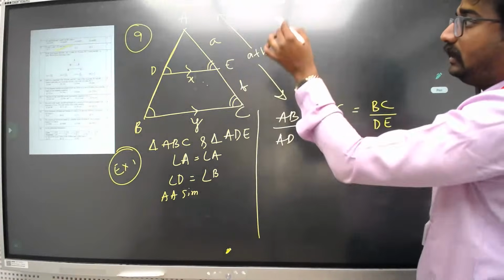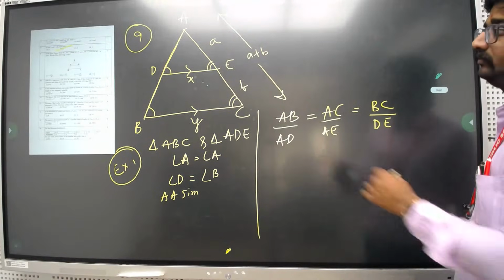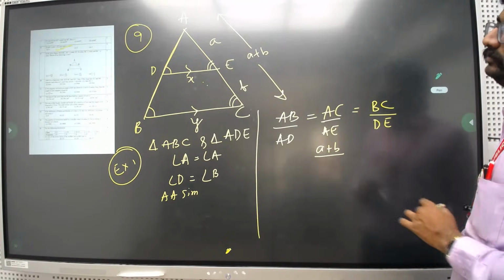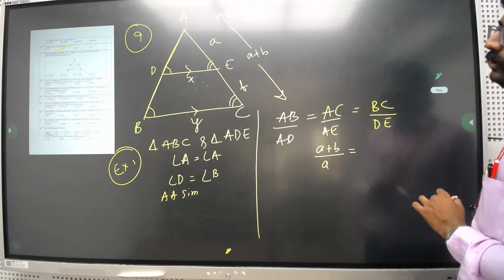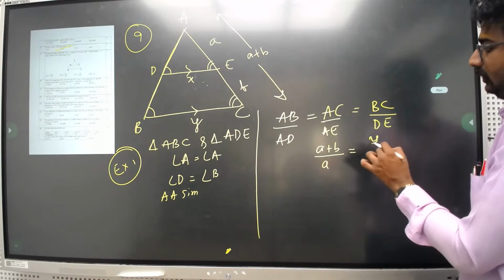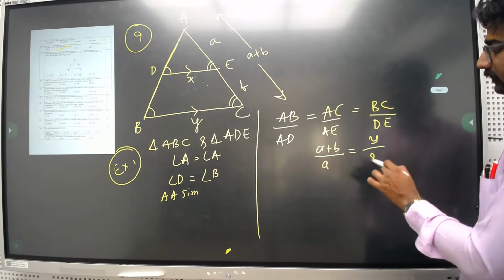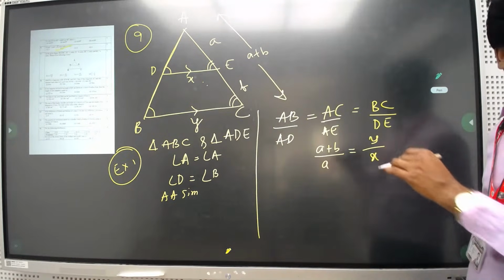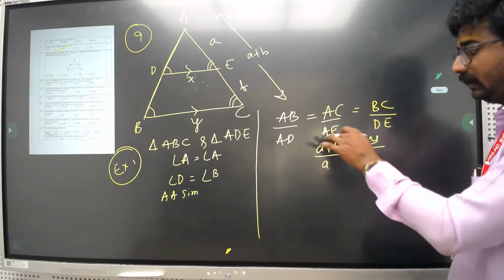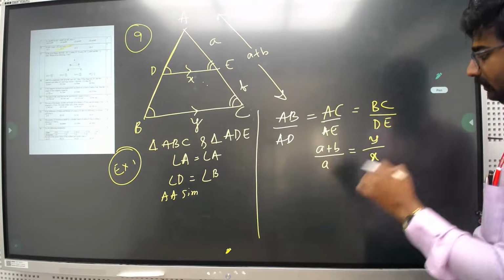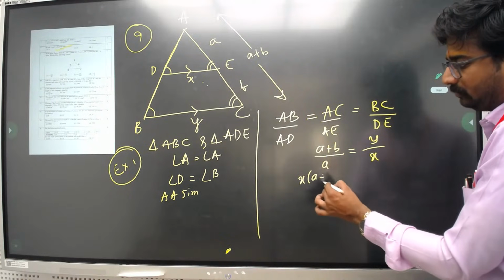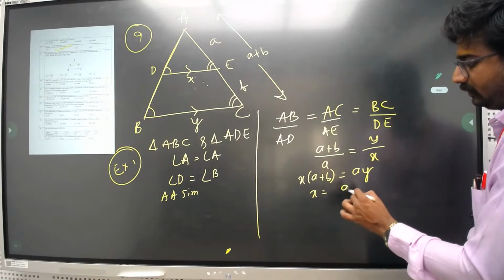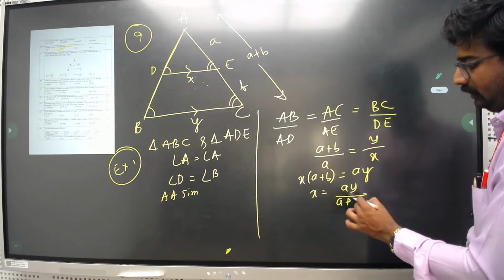What is AC? You tell me. Look at the figure carefully. A plus b. What is AE? A. What is BC? y. And what is DE? x. This a cancels, no? Why? Common LCM. So don't be in a hurry and cancel like this. Okay, cross multiply. x into a plus b is equal to ay. Value of x is ay by a plus b.